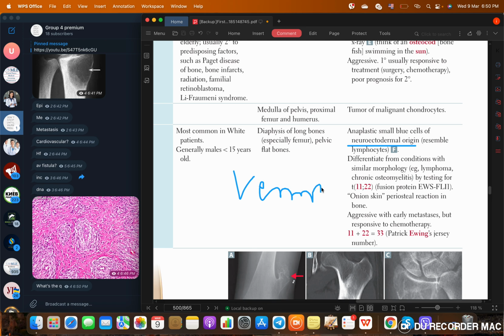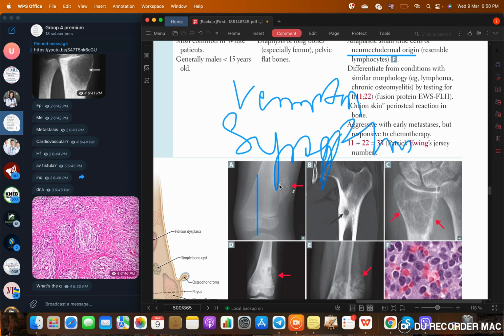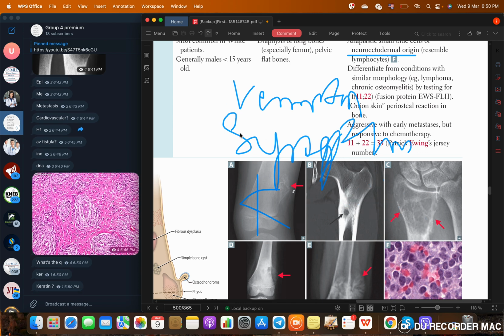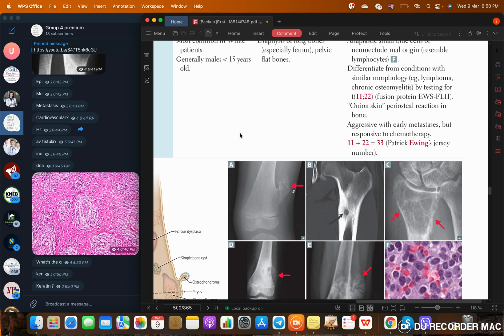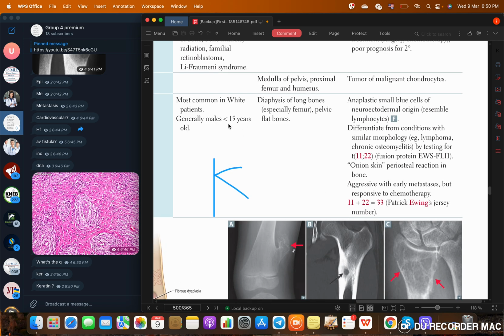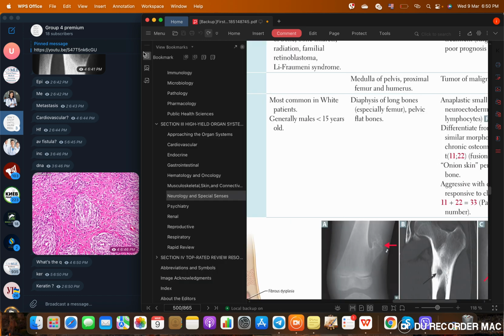Vimentin, synaptophysin, or keratin. So the correct answer is going to be synaptophysin. Keratin is for the epithelial cells. Vimentin is for the muscles. And synaptophysin is for the neuroectodermal origin cells.